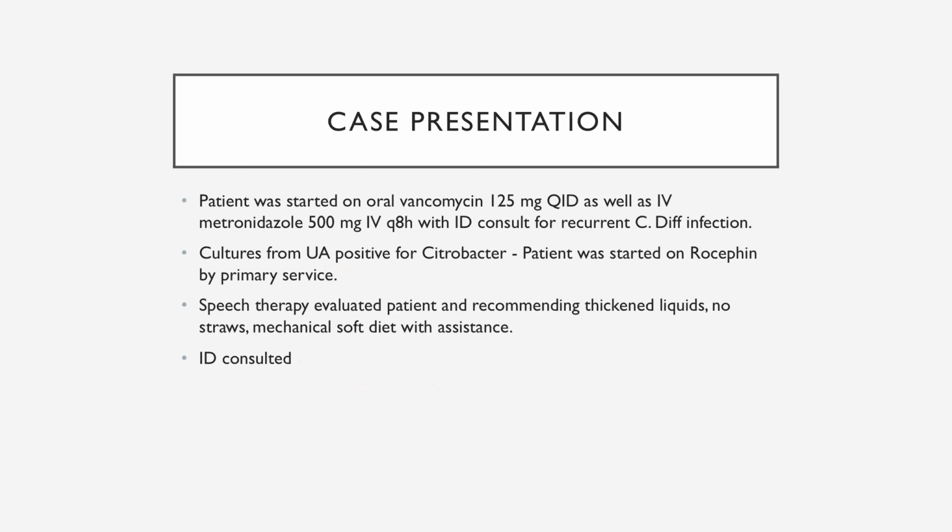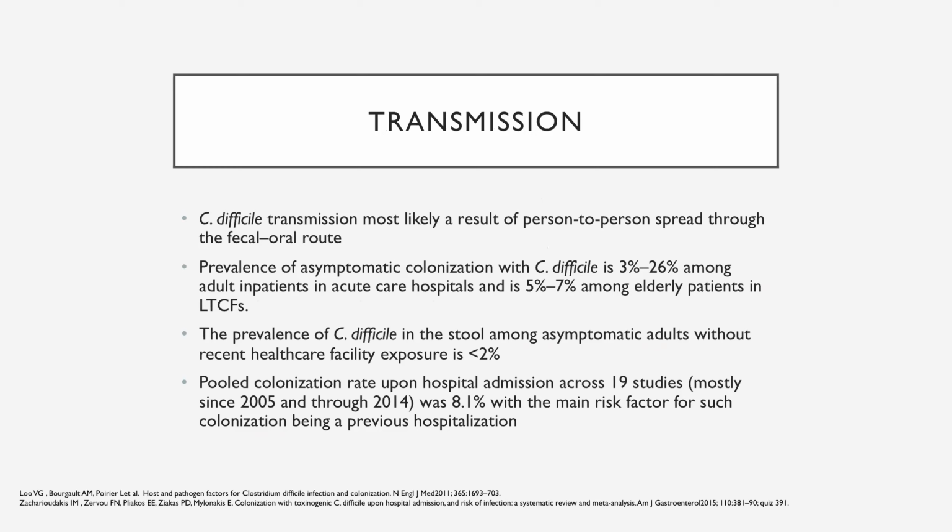So the primary team started him on oral vancomycin, and they also started him on IV Flagyl, 500 IV Q8, and they consulted infectious disease. The UA was positive for Citrobacter. This was sensitive to Rocephin, so the primary team had started that. Speech therapy came by to evaluate the patient. He was having some aspiration, so he was changed to thickened liquids. So we'll pause on this, talk about a couple more things, and then come back to it at the end of the lecture.